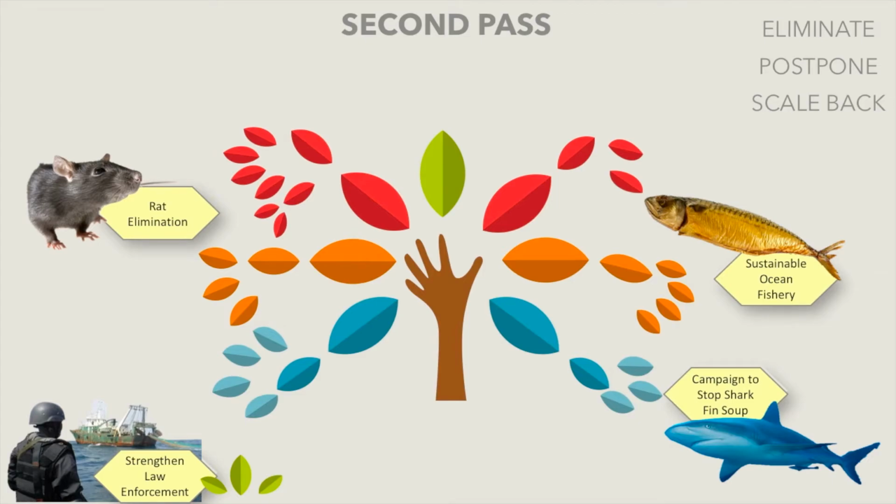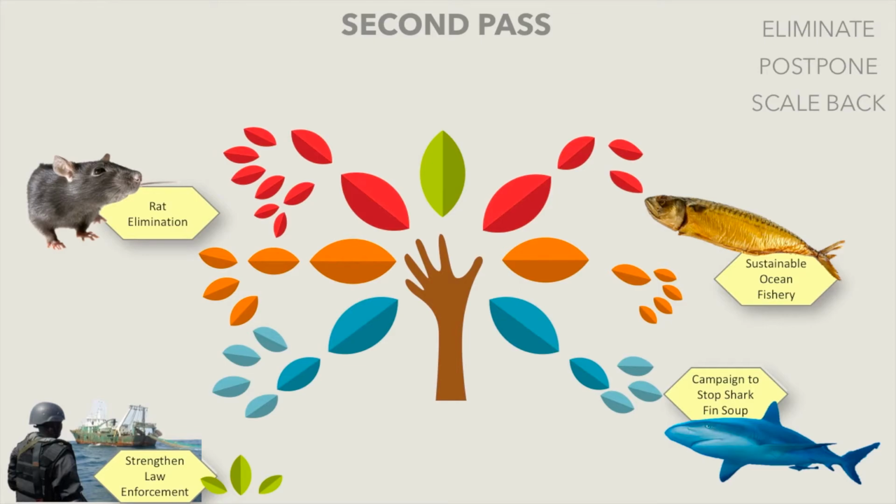But looking at your conservation targets, you realize the rat elimination strategy is time sensitive, because increasing rat populations could decimate the population of seabirds whose eggs they eat. Clearly, this is a strategy you can't afford to postpone. So you decide to rather scale back your sustainable ocean fishery strategy. In the next round of decision making, you'll see how to limit this decision's effect on the overall project.